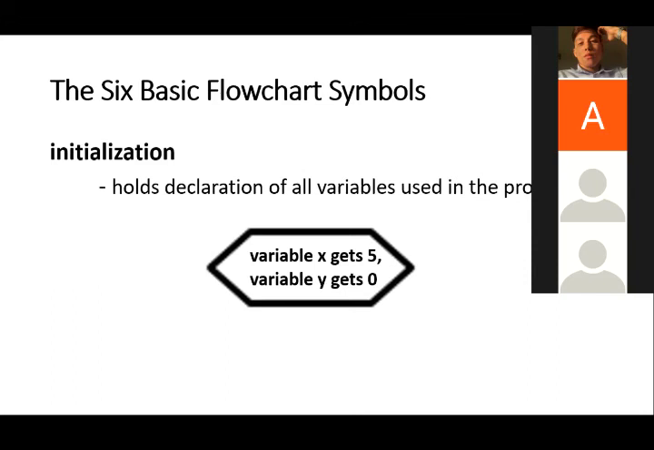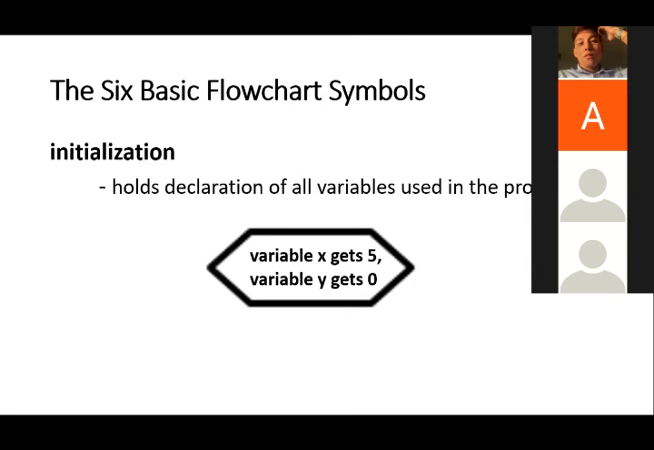So in a program, minsan gagamit tayo ng variables to hold values, pero these are treated as temporary values, meaning hindi sila constant. They can change from 0 to any number. So variable, example, variable x gets 5, meaning your variable x, value niya is 5. Another variable that will be used is y, gets 0, meaning y is 0, y is equals to 0.